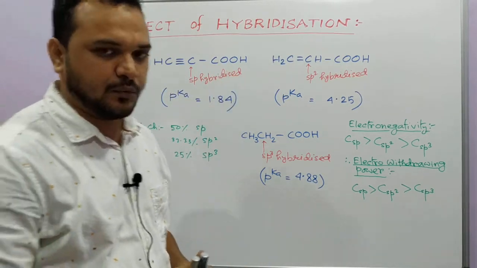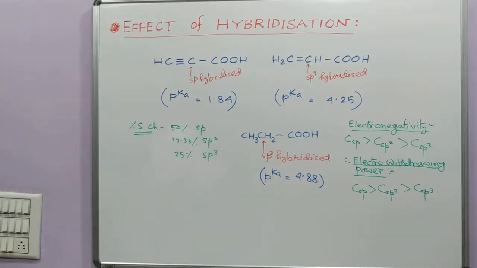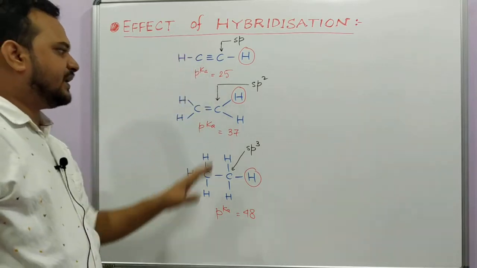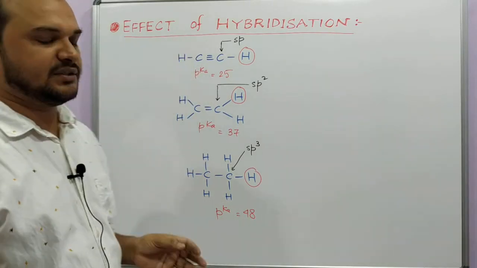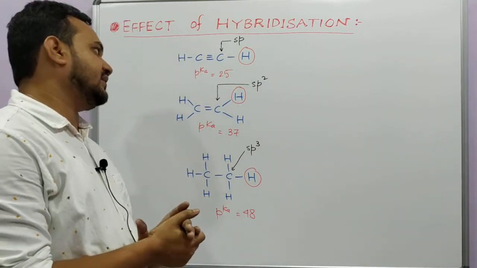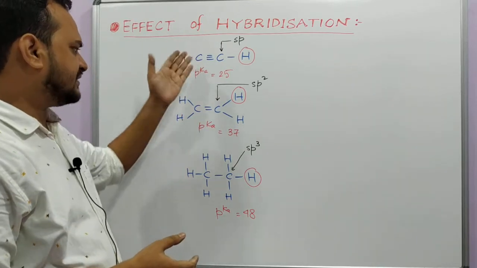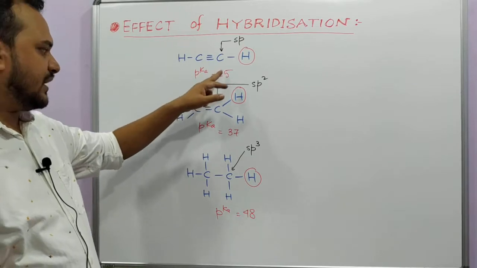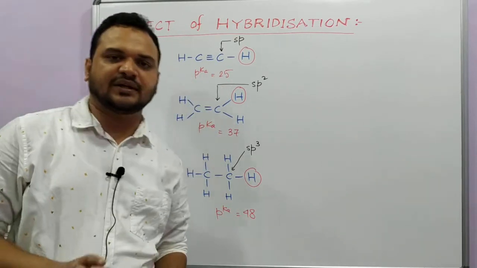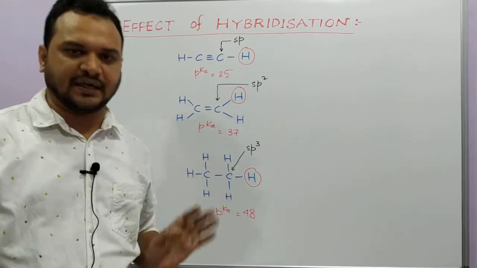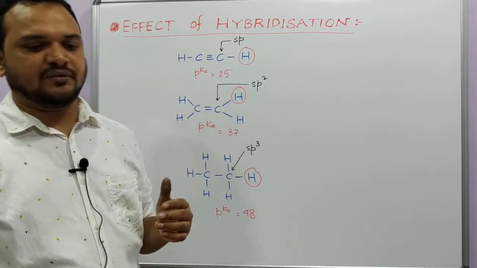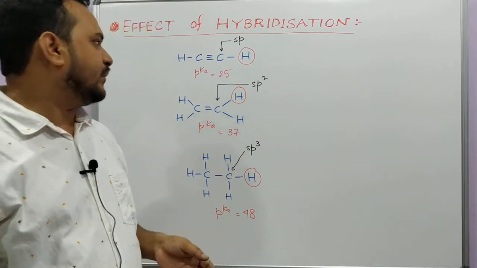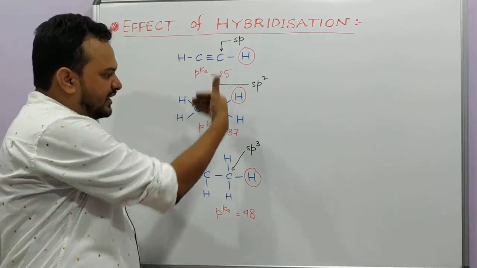I will give you one more example. Now here I have taken 3 simple hydrocarbons. Instead of carboxylic acids, I have taken 3 hydrocarbons, the very well known acetylene, ethylene and ethane. So from the pKa values like 25, 37, 48, it is very clear that all of them are very weak acids, because we know when the pKa value is greater than 15, they are treated as very weak acids. Now we are comparing the relative strength.